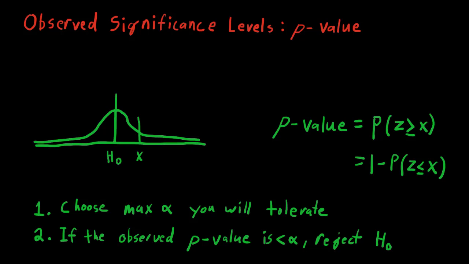And we can use that to calculate the probability of that event or a more extreme event happening. The way that we use that p-value as an alternative to our hypothesis test is we first choose our maximum alpha, or our maximum type 1 error, that we're willing to tolerate. Then we calculate our observed p-value. If that p-value is less than that alpha, we reject the null hypothesis in favor of our alternative hypothesis. If it's not less than that alpha value, we fail to reject our null hypothesis.